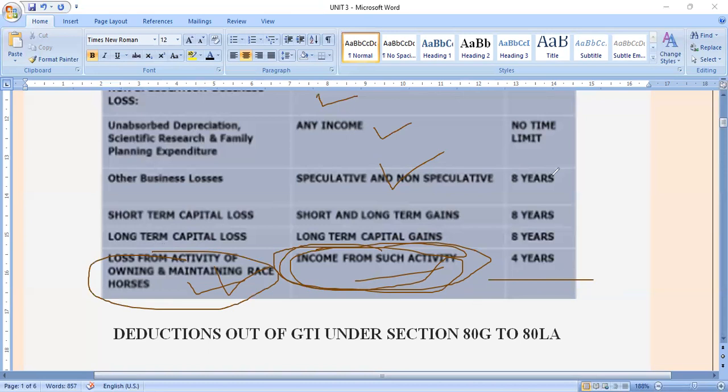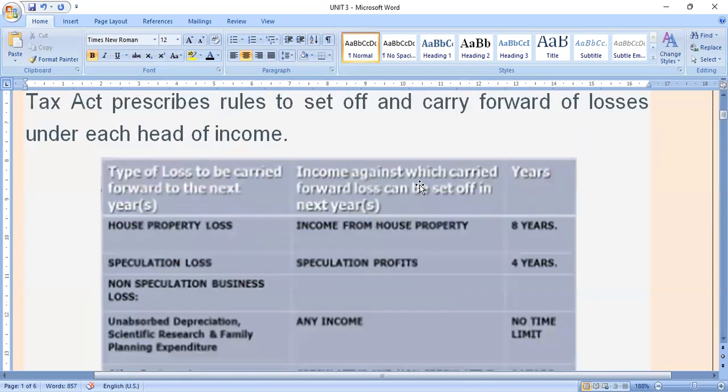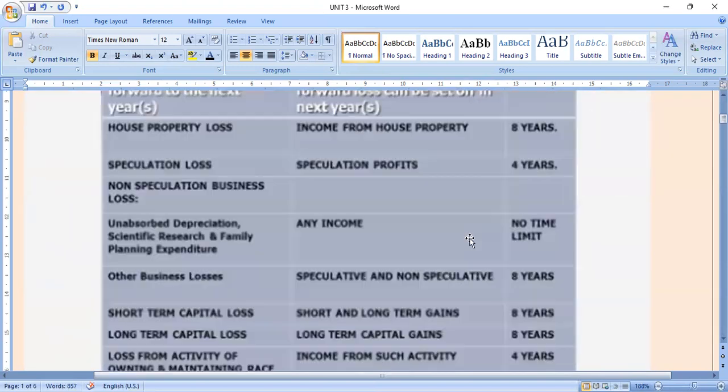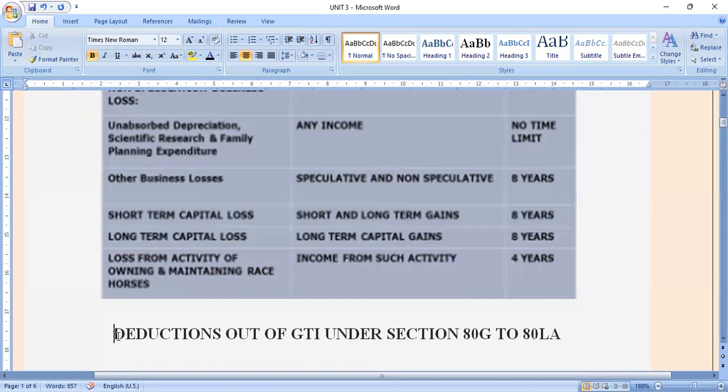So this is regarding the rules governing set off and carry forward of losses. Did you understand what is set off and what is carry forward of losses? Yes, sir.